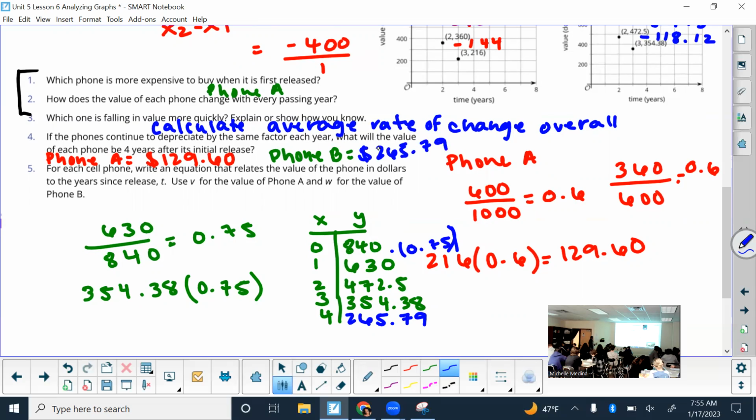So then, which one is worth more after 4 years? Phone B, because phone A is decreasing at a faster rate. So yeah, phone B will end up being worth more.